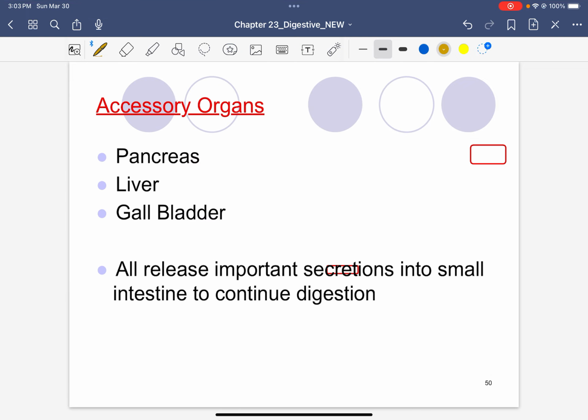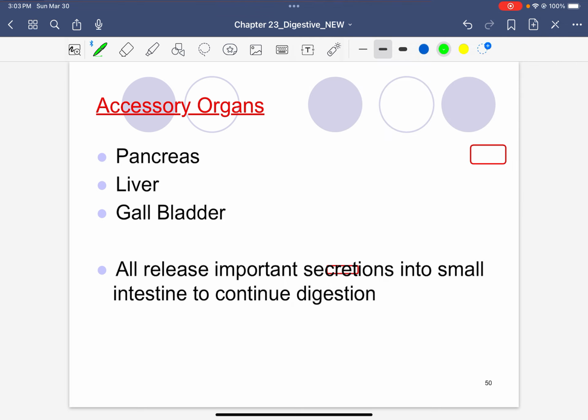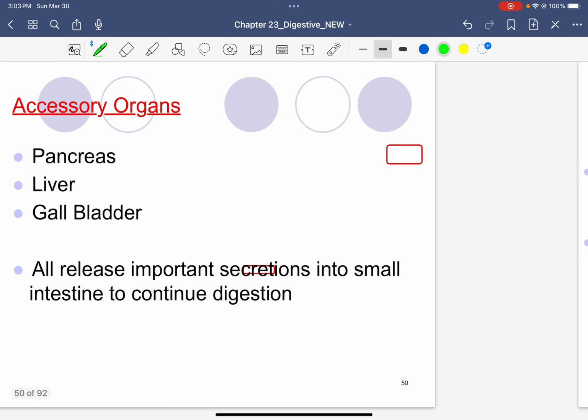All right. Let's now focus on the accessory organs. So remember, the GI tract is what food passes through. Mouth, oropharynx, esophagus, stomach, small intestine, large intestine, rectum, anus. And then, sitting outside the digestive tract are the accessory organs. Pancreas, liver, and gallbladder are our biggest. So food does not directly pass through these. However, they still play an important role.